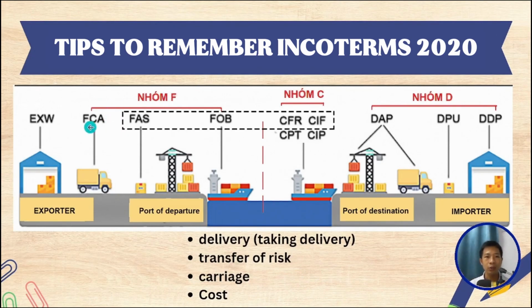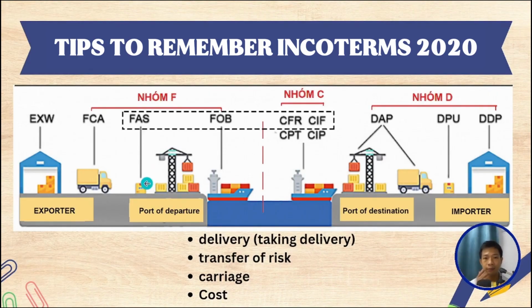This F group includes FCA and also FAS, which means delivery alongside the ship. The seller will deliver the goods alongside the ship's rail at the designated loading port. Once the seller places the goods alongside the ship's rail, their responsibility is considered complete. The buyer will be responsible for arranging transportation.